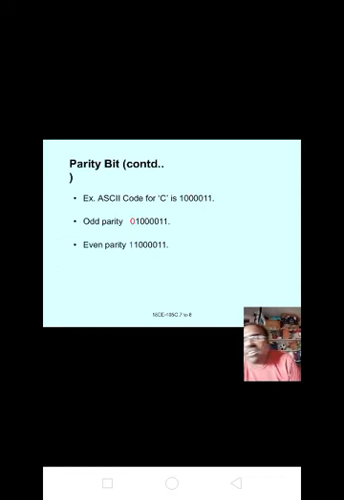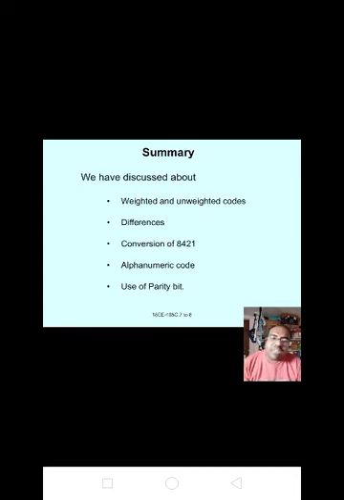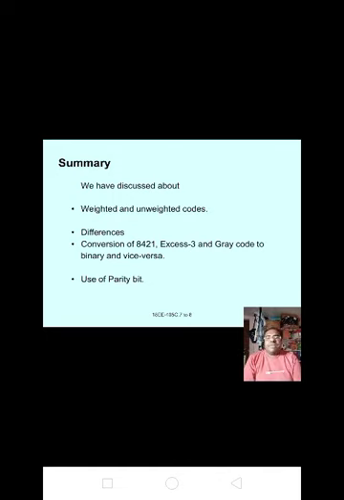Example, ASCII code for C is 1000011. Odd parity: 01000011. Even parity: 11000011. Next, we have discussed weighted code and unweighted code, differences between the weighted and unweighted codes, conversion of 8421, XS3 and gray code to binary and vice versa, and use of the parity bit also.